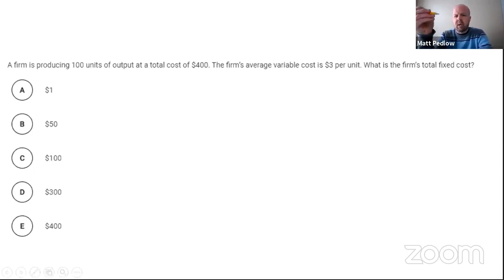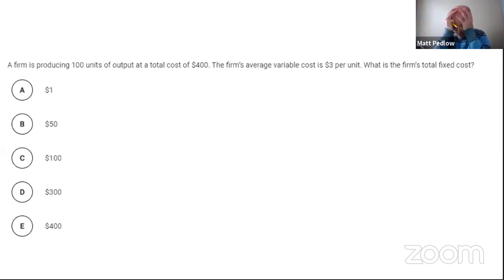If your average variable cost is $3 per unit and you're making 100 units, then your total variable cost is 3 times 100, $300. If your total cost is $400, then total cost minus your total variable cost leaves you with total fixed cost. I am not doing anything tricky right now.